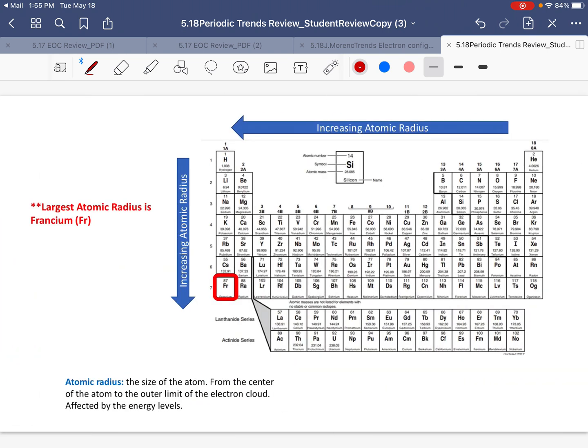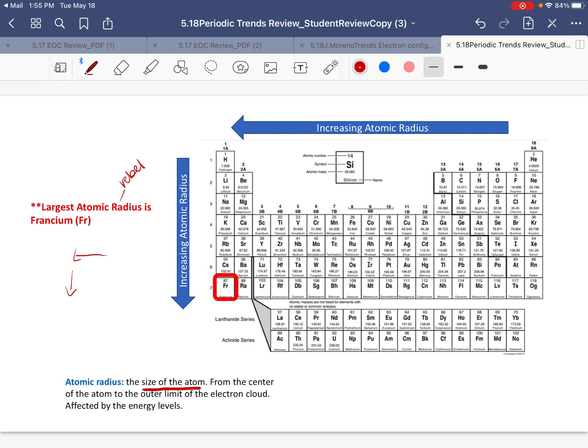Lastly, guys, there is always a rebel. There's always a rebel in a family, right? And our rebel in our periodic trends is the atomic radius. So whenever you think of the atomic radius, think of it as being a rebel. Most of our periodic trends increase as you go up and to the right. That is not the case for atomic radius. Our atomic radius actually increases as you go to the left and down. It is the exact opposite of everything else.